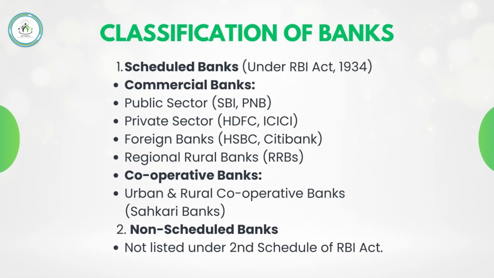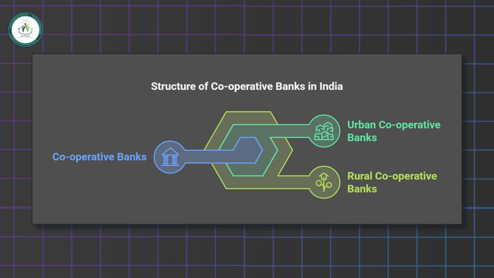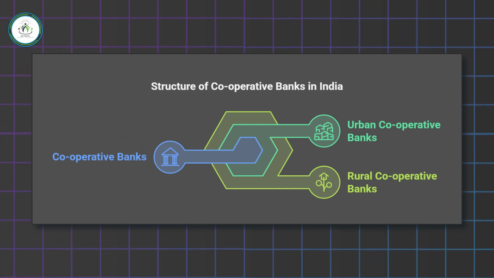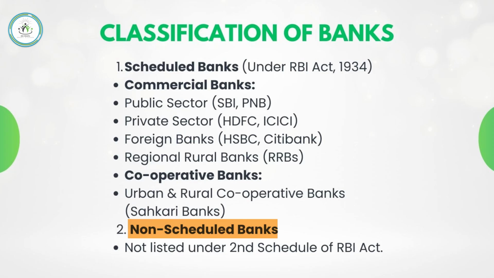Classification of banks. Scheduled banks, listed in the second schedule of the RBI Act 1934. Commercial banks. Public sector, for example SBI, PNB. Private sector, for example HDFC, ICICI. Foreign banks, for example HSBC, Citibank. Regional rural banks, RRBs. Co-operative banks. Urban co-operative banks. Rural co-operative banks, Sehkari banks. Non-scheduled banks, not listed under the second schedule.